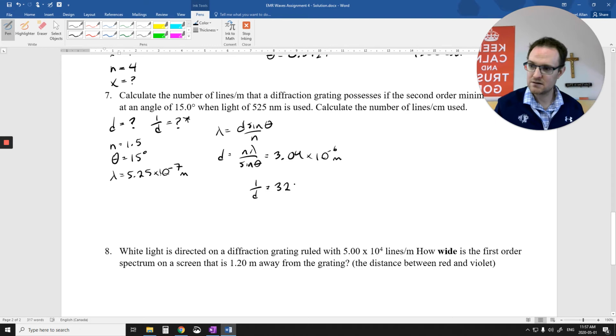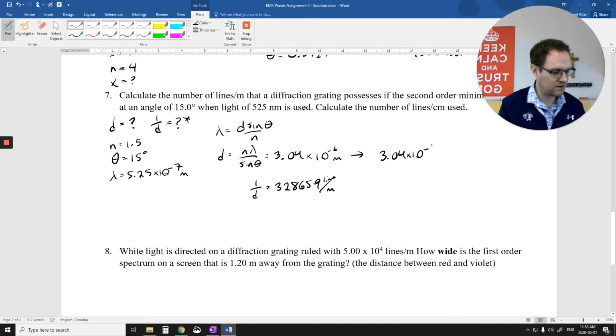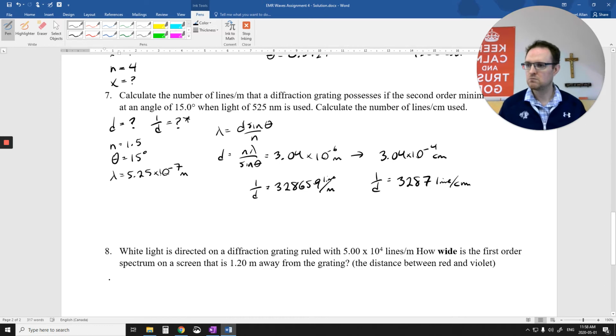I get about 328,000 lines per meter. We change that into proper significant digits, but I'm going to leave that the way it is. But what else I'm going to do is change this number to centimeters first. So I'm going to go back to my previous number and change that into centimeters. So if I change that into centimeters, I'm going to get 3.04 times 10 to the negative 4 centimeters. And then I'm going to go 1 over the d on this one. And I should only get 3,287 lines per centimeter. So it's a much nicer number there. There we go. Pretty good.